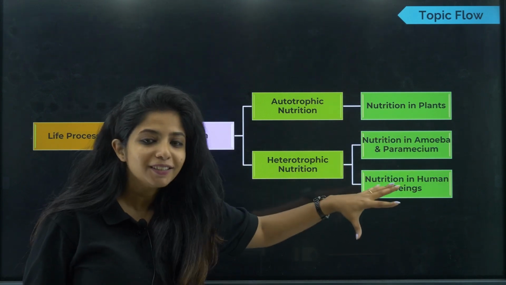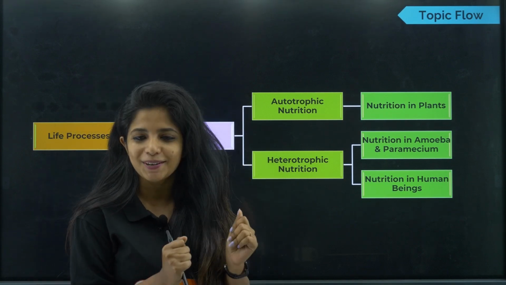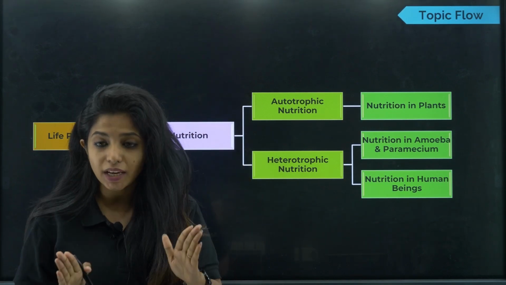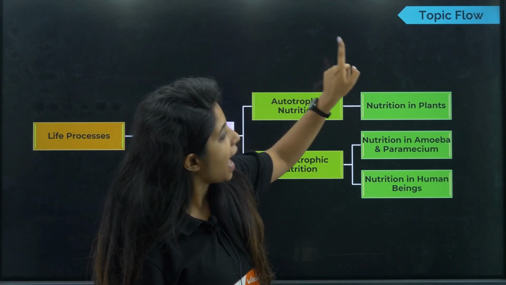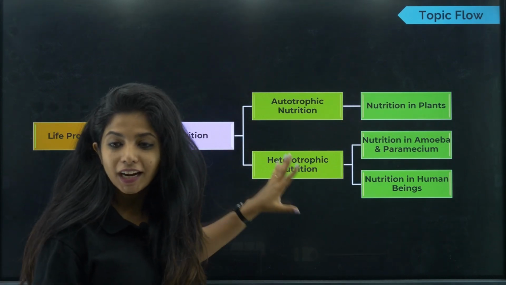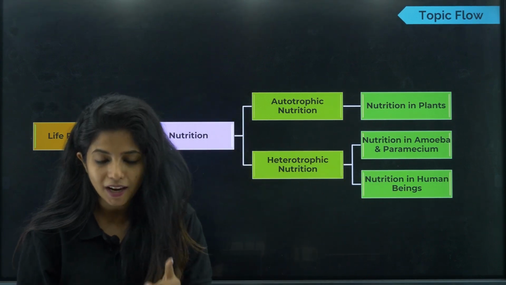Well, there are certain other things also. Let's keep it as a secret and let's see when we go through the chapter. So that's all. And today in this particular lecture, we will be talking about autotrophic nutrition and nutrition in plants. Heterotrophic is reserved for the next video, so we will be seeing you in there with that.